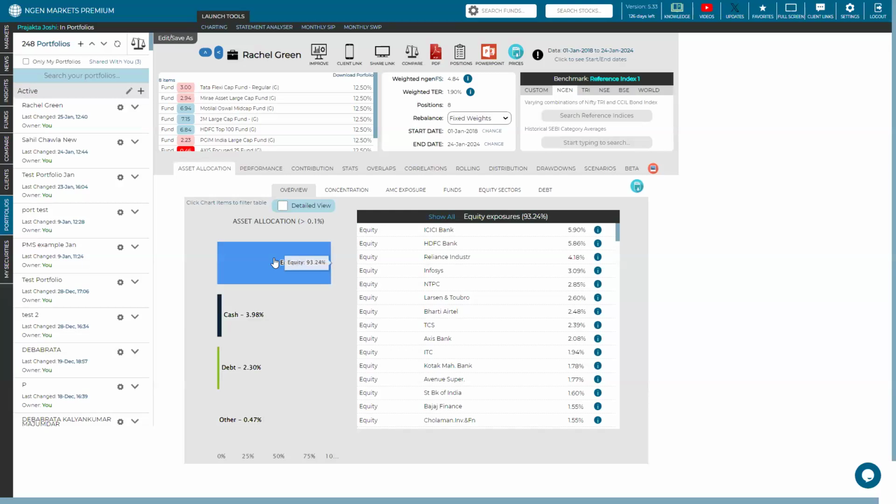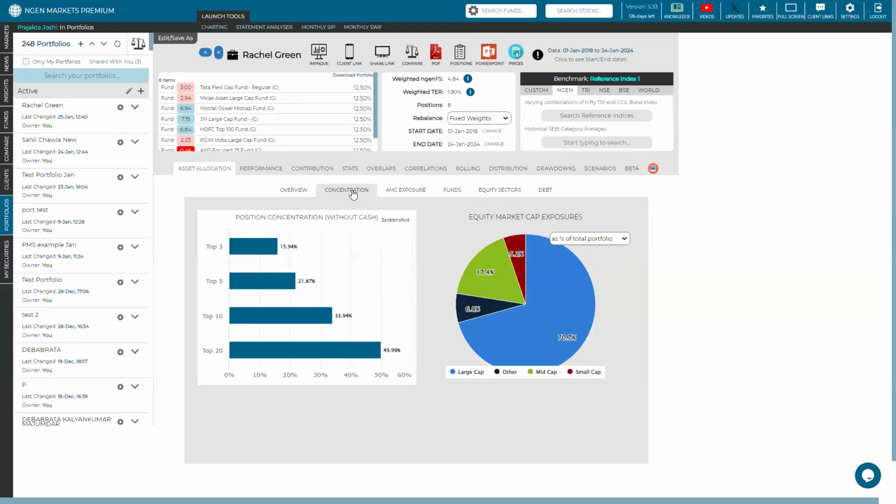Now, let's say you want to go on a second drill down and check how much of it is coming from large, mid, and small. Then the tab that you should be focusing on is the next tab, which is the concentration analysis. We have given a pie chart wherein you can check, as a percentage of your total portfolio, meaning out of 100% portfolio, how much is large cap, how much is mid cap, how much is small cap, and then how much is others. So here in others, you will see everything that is not classifiable into large, mid, and small.